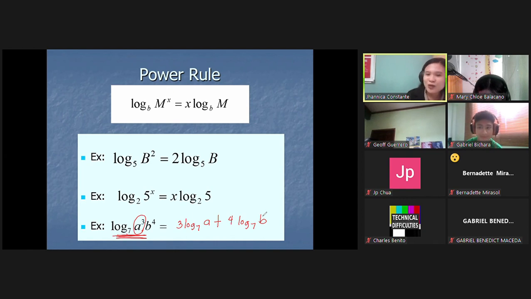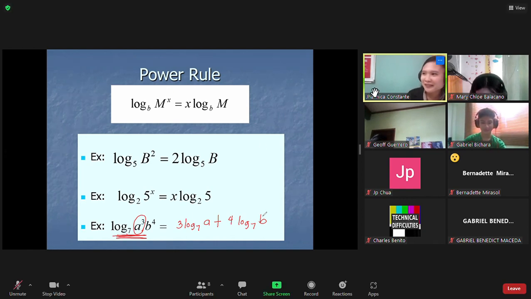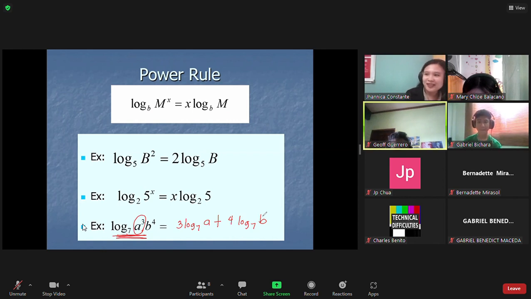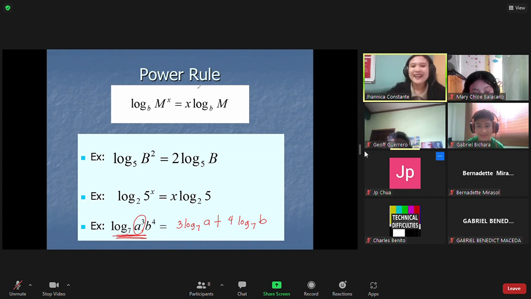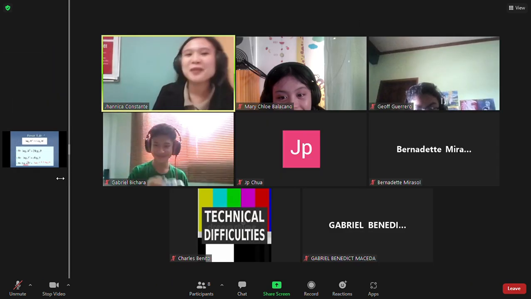Okay, question in the power rule. We're not solving anything, huh? We're just expanding the function that we have. Sure. Another example, please. Another example for the power rule.